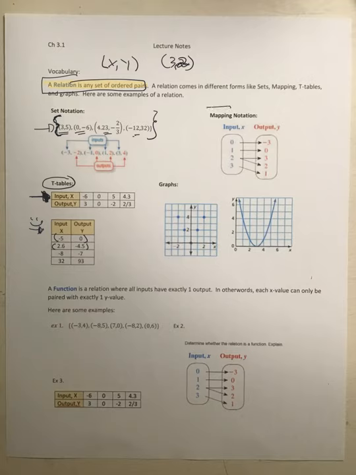Then we have this thing called mapping notation. That's a relation. This just basically means zero is being mapped to -3. So zero is going into the machine, -3 is coming out of the machine. Here you've got 1 going into the machine and zero coming out. Here you have 2 going into the machine and 2 coming out. And then you also have 2 going back into the machine and 3 coming out.